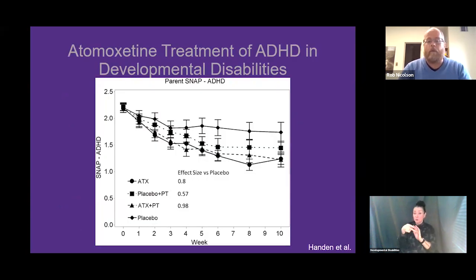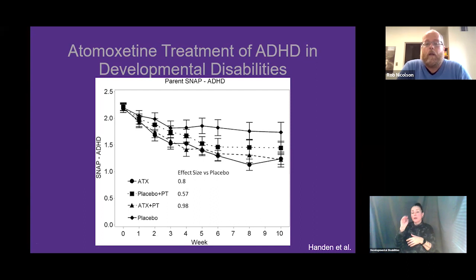One of the best, in fact perhaps the best, though it's a bit complicated, was done by several universities. Ben Handon is in Pittsburgh. I think people in Ohio and perhaps the NIH were involved also. So there were multiple arms. This group at the top here with the diamond, these are people who were on placebo. So they got no behavioral training for the parents and no medicine at all. The group with the squares, the boxes, received a placebo, but also had parent training.